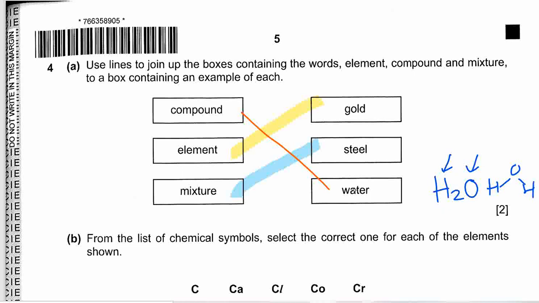Steel is an alloy, so it is a mixture of iron with another element. So steel will be a mixture. And the last is gold. Gold is an element because gold is pure, so it does not combine or bond with other elements. So gold is a pure element.